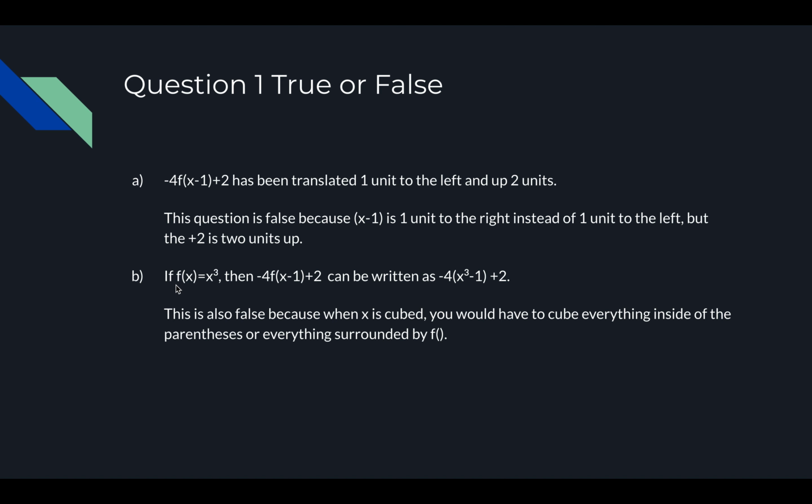And then 1b, if f of x equals x cubed, then negative 4 f of (x minus 1) plus 2 can be written as negative 4 x cubed minus 1 plus 2. This question 1b is also false because when x is cubed, you don't simply cube x by itself. You'd have to cube everything that is inside of the parentheses, or everything surrounded by f of x. So for example, you would have to cube x minus 1, and the correct answer is when you cube this whole thing, like when you multiply x minus 1 by itself 3 times.